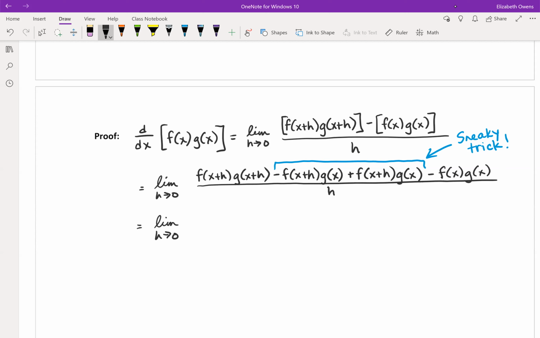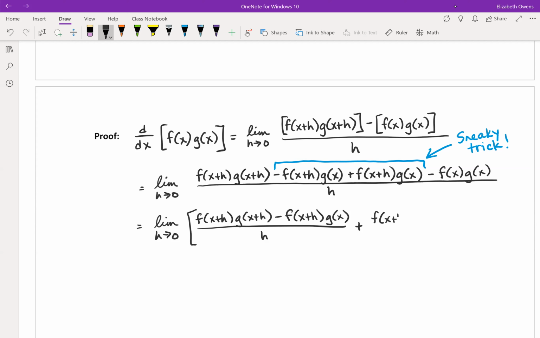Okay, so we've got our limit as h approaches 0. And next, we're going to use a little bit of grouping here. We're going to group together the first two terms in the numerator, f of x plus h, g of x plus h, minus f of x plus h, g of x. And we're going to make that its own fraction or own rational expression over h. And then we're going to add the rest of our terms as their own fraction. So we're splitting the single fraction into two.